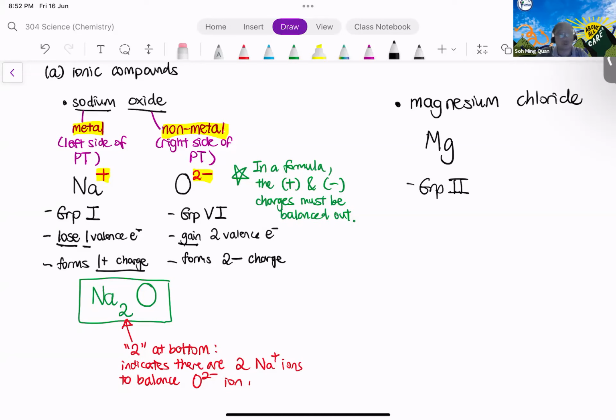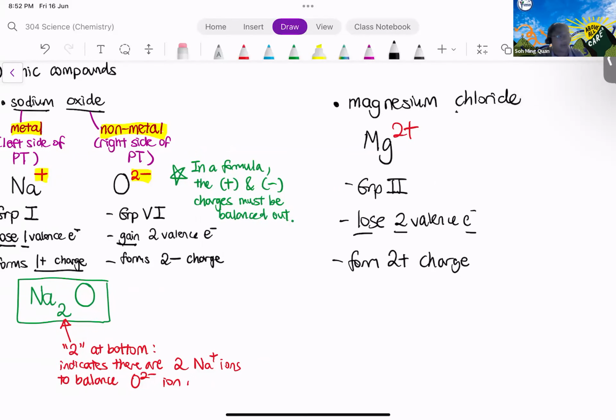So it's not the same as sodium, right? Sodium is in group 1, magnesium is group 2. We have learned group 2 has 2 valence electrons, so it will lose 2 valence electrons. Remember, lose electron means the charge is positive. It loses 2 electrons, therefore 2 plus. Let me write it in a different color. Okay, so it's Mg2 plus. That's the magnesium ion.